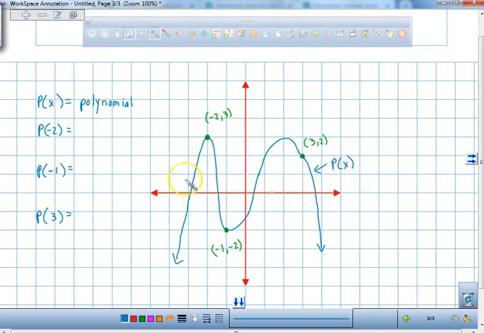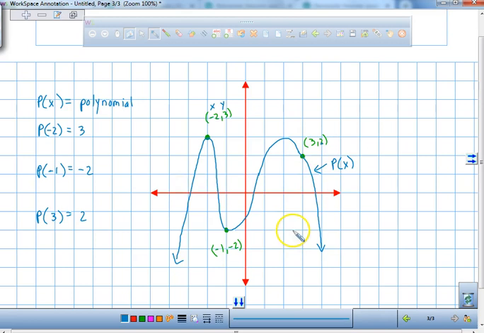So check this out. First of all, let's do some evaluation. If I say P of -2, what's my y value when my x value is -2? My y value is 3. So P of -2 is 3. What about at -1? It's -2. Perfect. And at 3, what's my y value? 2. I know it's not a very good 2, but that's supposed to be a 2 right there.